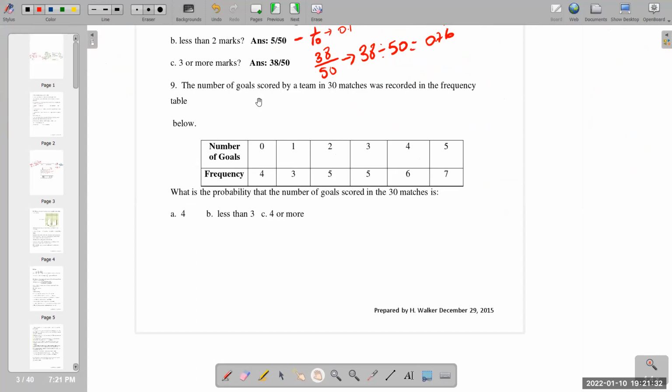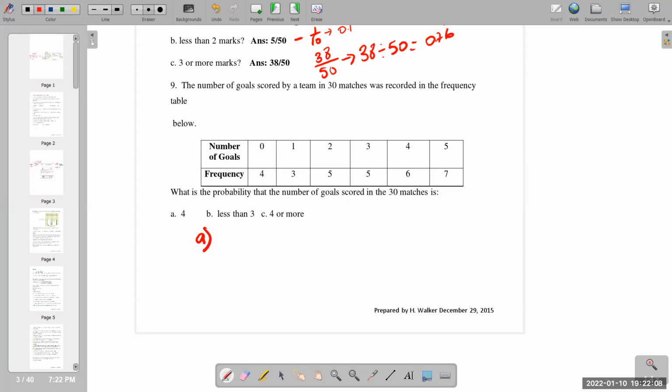So we have here the number of goals scored by a team in 30 matches. It was recorded in a frequency table. You know what a frequency table is? It's just telling you how many times these things happen. How many times does 0 goals happen? How many times does 1 goal happen? 2, 3, 4, 5. All right. So question number 1, A. What is the probability that the number of goals scored in the 30 matches is 4? So talk to me. Everybody share your answer.